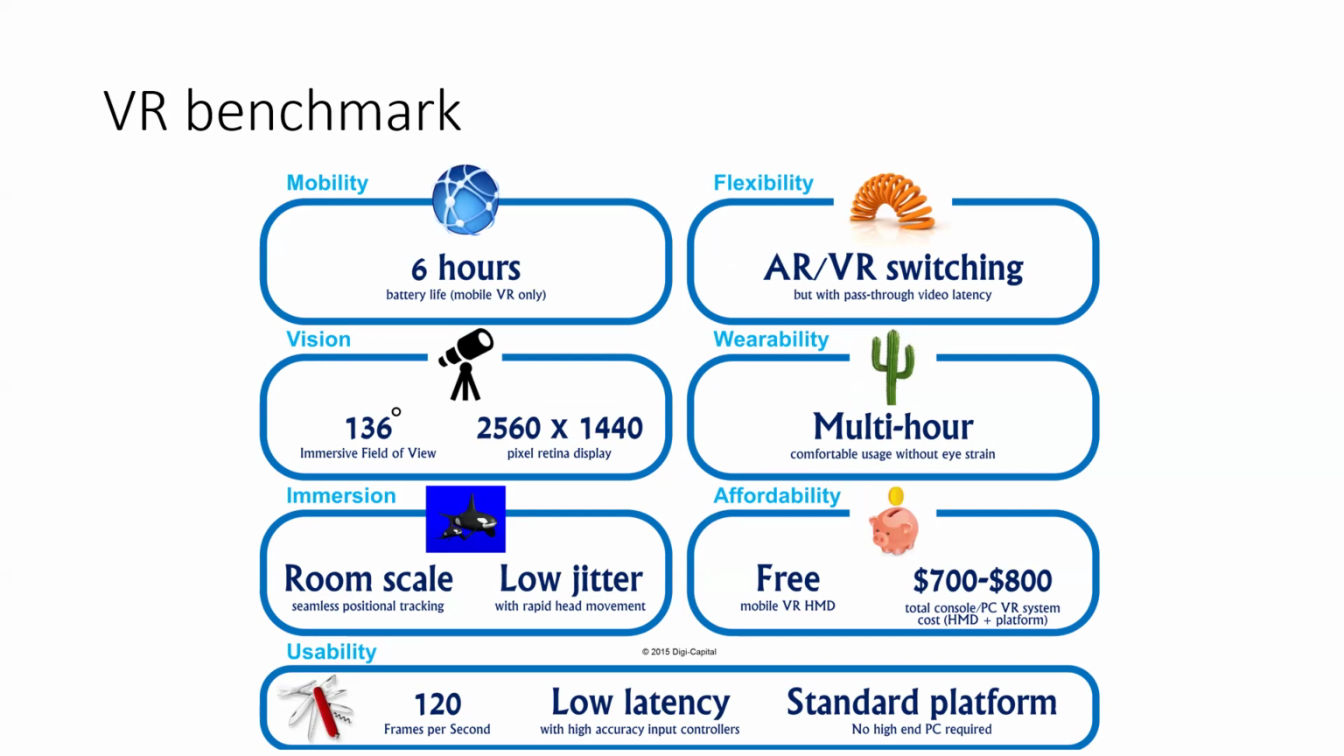Then flexibility of switching between AR and VR. You should have a pass-through mode. What pass-through mode means is you take the images from the cameras attached on the VR headset outside and directly show them to the user on its screen. That is what we call pass-through VR. You should be able to switch between VR and pass-through VR. So AR and VR switching should be possible. That is the second thing.